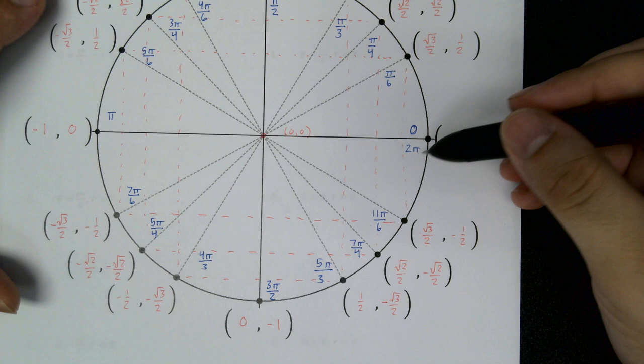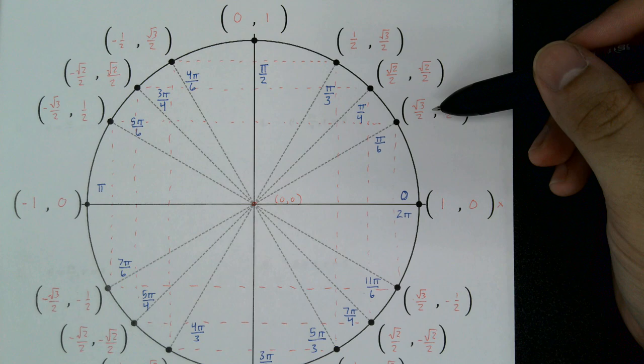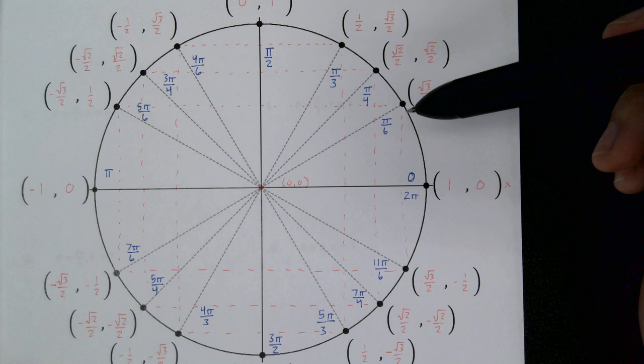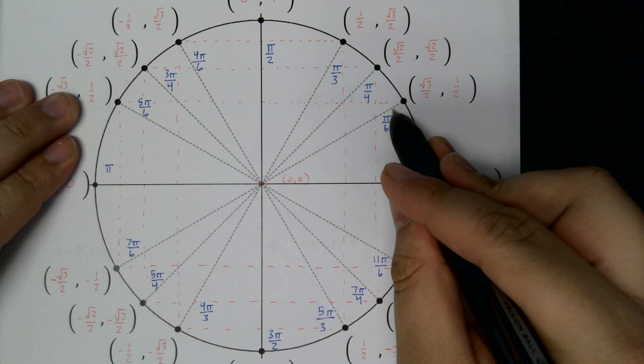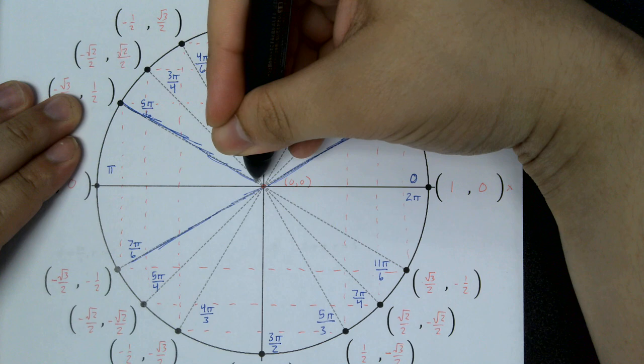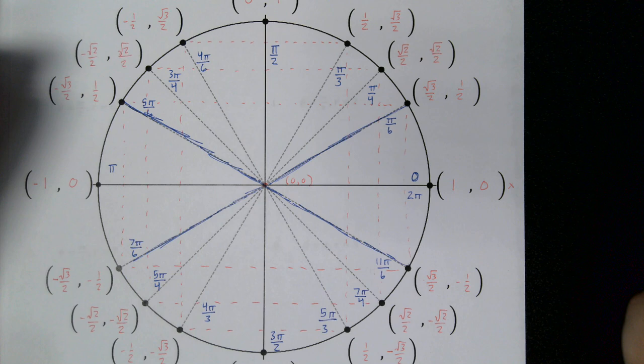So all of this information basically tells us the sine and cosine of any angle on the unit circle is equal to these values. Something to observe about all of the angles is that all of the pi over 6s are closest to the x-axis. So pi over 6 angles are closest to the x-axis. So I'll highlight those in blue. All of the pi over 4 angles are in the middle.